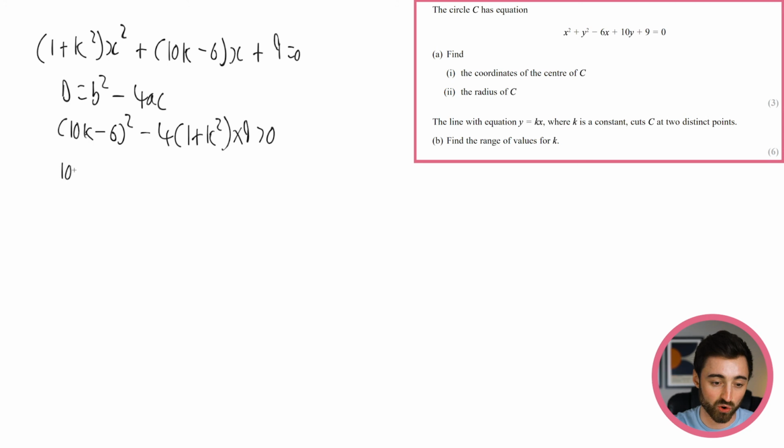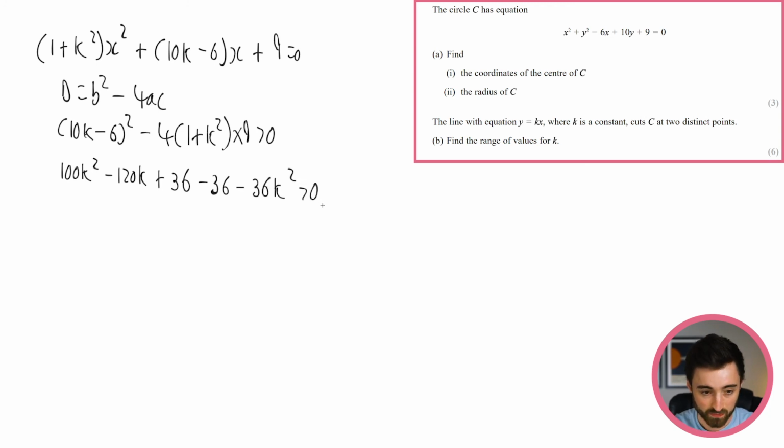So I'm going to square this. I'm going to get 100k squared. I'm then going to do twice the product of these. So 10k times minus 6 is minus 60k. Double that, so minus 120k. And then this squared is 36. Cool. 4 times 9 is 36, right? So 36 times 1 is minus 36. 36 times k squared is minus 36k squared. And then I've got greater than 0. Okay, well, 36 go, which is nice. I've got 100k squared minus 36k squared, so that's going to be 64k squared.